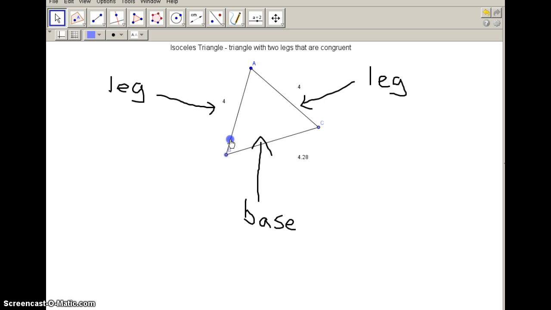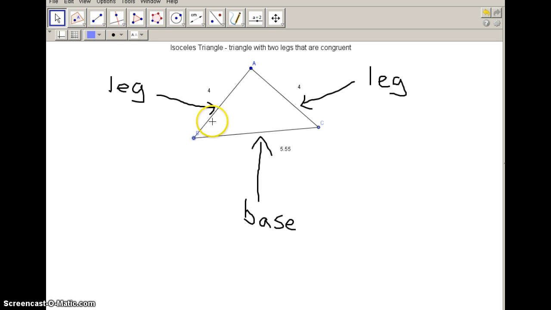But typically you're not talking about that. I don't know if I can even get this to work. Oh, there it is at 4. So that would be equilateral and isosceles, right? But right now I'm just dealing with one that is purely an isosceles triangle.